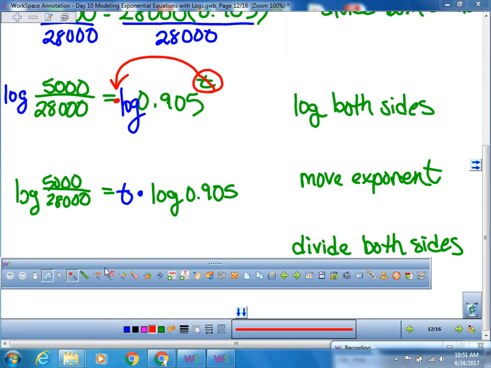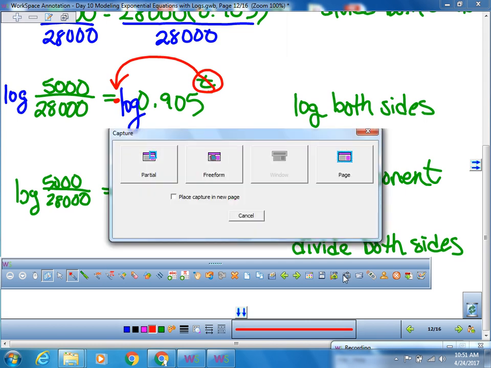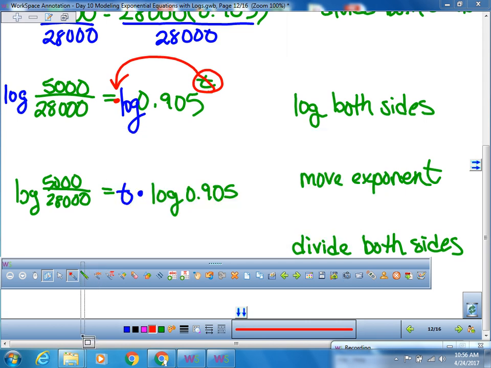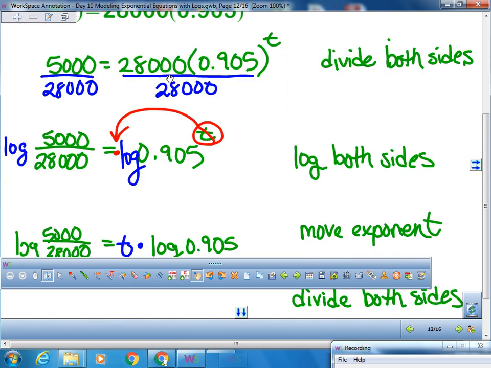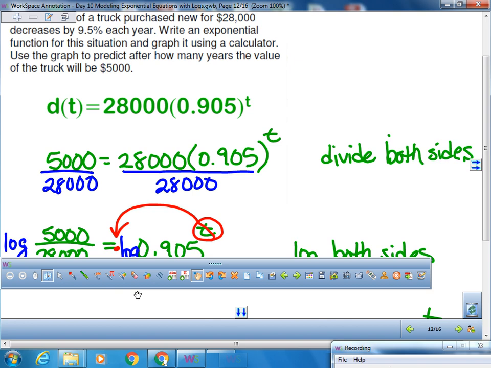I'm just going to copy this. I don't even know what just happened. No idea.